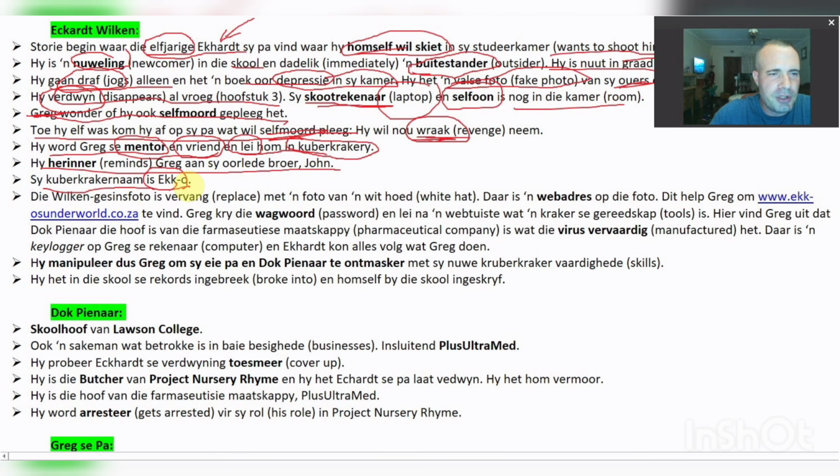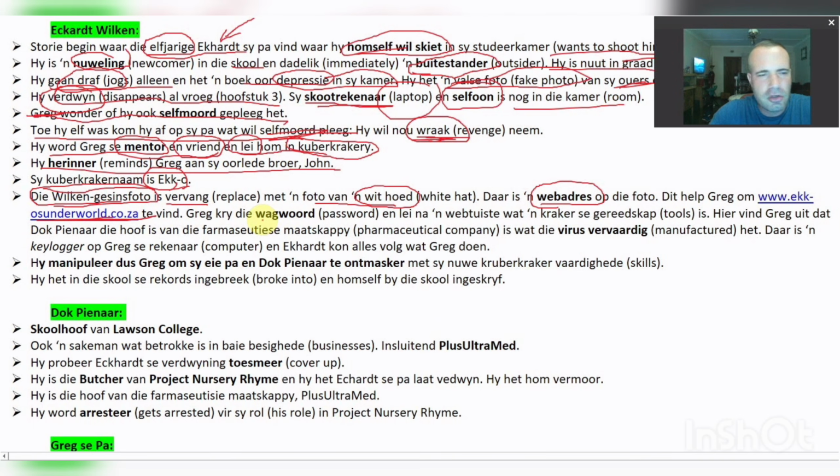Now when he disappears, everything in the room is the same except one thing. And Greg notices this. That family photo, die Viljoen gesinsfoto, is replaced with a photo of a white hat. Okay. And on the white hat, obviously, Greg was like, this is a message, somehow. And there was a web address. That was the address, Echo's Underwêreld.co.za.